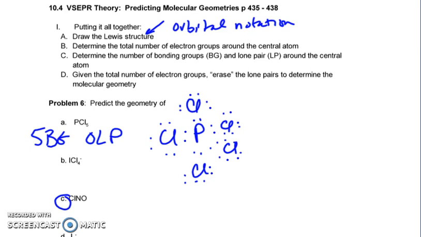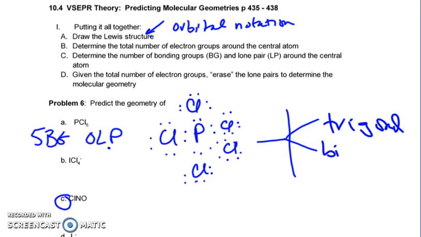So it says predict the geometry of it. I really didn't even need to draw the Lewis structure once I had my bonding groups and my lone pairs. I have 5 as my total number of electron groups, 5 bonding groups and 0 lone pairs. So I have this. Do I need to erase anything? No, my answer is trigonal bipyramidal.